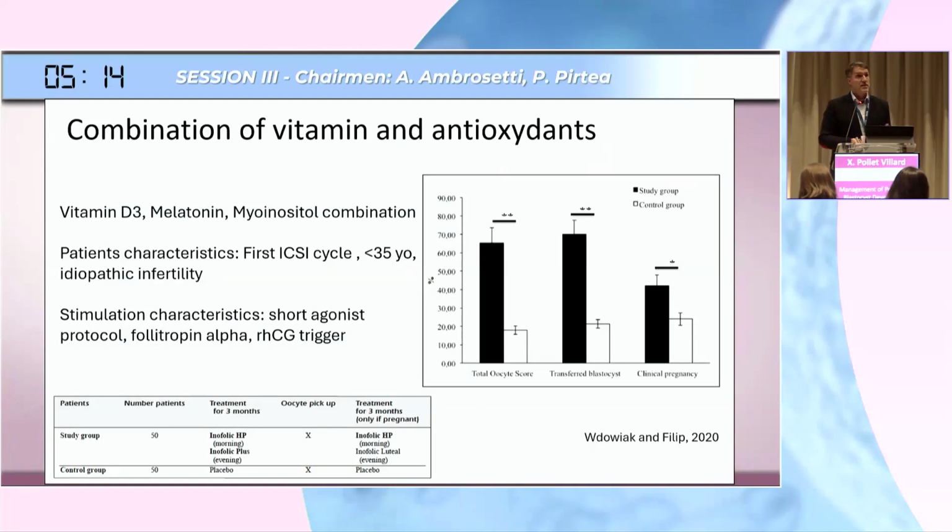So what about a combination of vitamin and antioxidant? This is an RCT from 2020 that showed that in patients less than 35 years old, first cycle, idiopathic infertility, when you give a combination of vitamin D, melatonin, and myo-inositol, you have an increase in the percentage of blastocyst transfer compared to control. But the results are so magical that I had trouble believing in it.